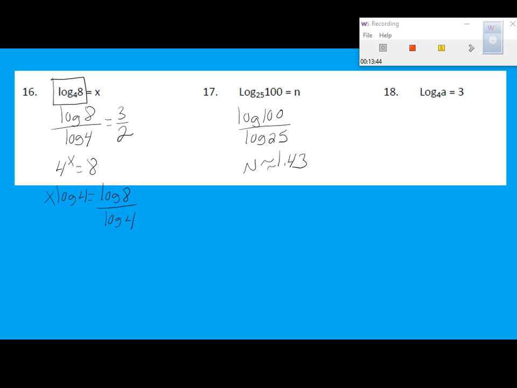And then our number 18, log base 4 of a equal 3. I need to think of this as an exponential, so I got 4 to the 3rd equals a. So a must be 64.